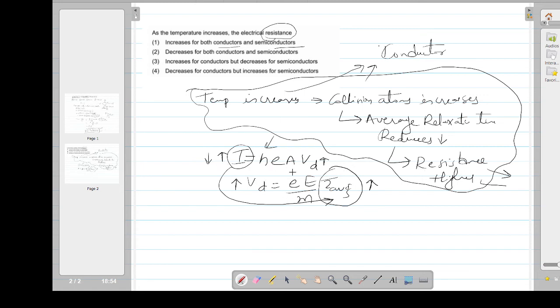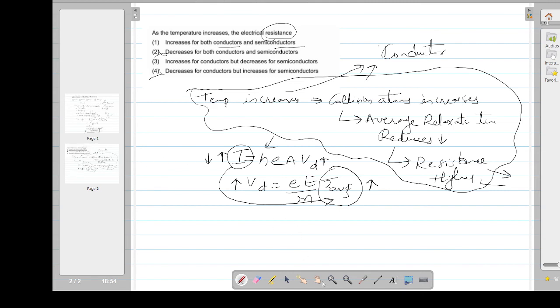So with the help of the equation also we are solving this problem. What I can get is, for a conductor, the resistance increases. Electrical resistance increases for the conductor is in option number 3 and option number 1. So the second and fourth will be cancelled out. Next, about the semiconductor, they have asked whether the same thing happens in a semiconductor or not.